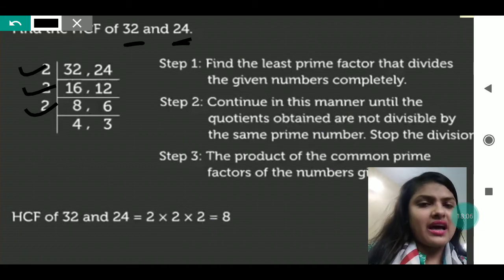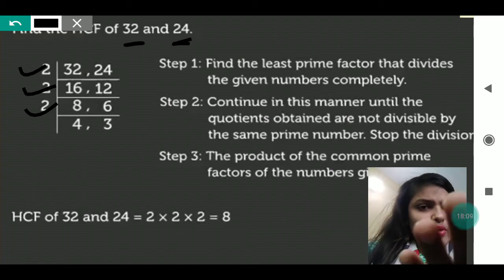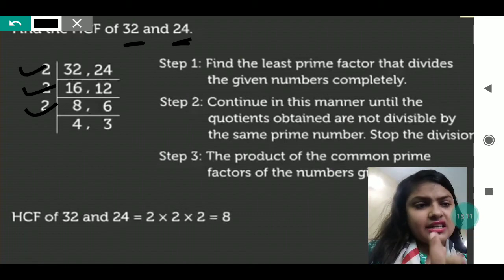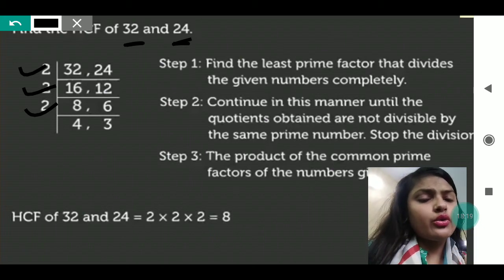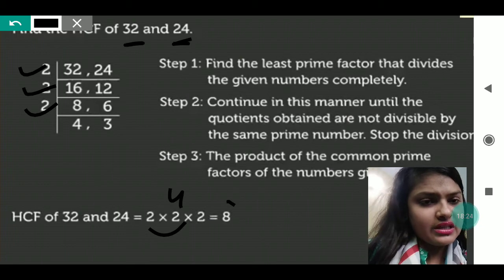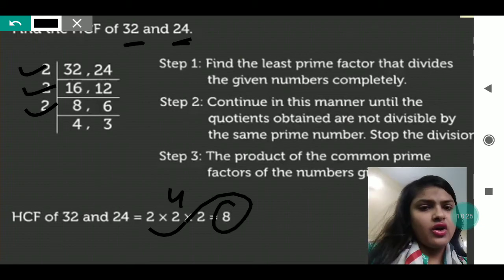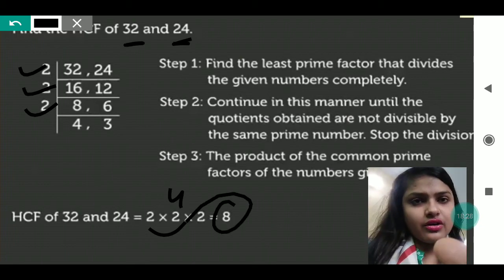So what are the common factors I have got? Already we know this, the number by which we have divided, that only is the common factor. So 2 into 2 into 2, that is the common. If you do it separately also, that only will be the common you will get. So 2 into 2 is 4 and 4 into 2 is 8. So the highest common factor of 32 and 24 is 8.